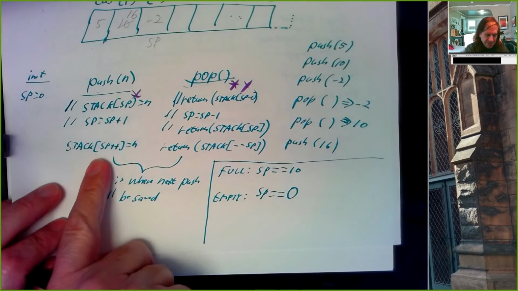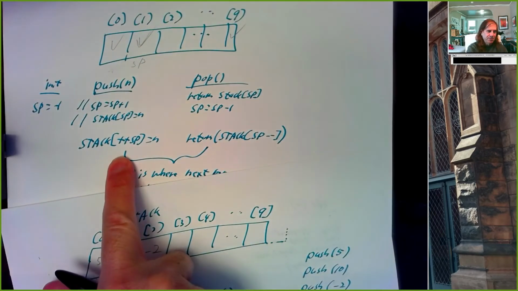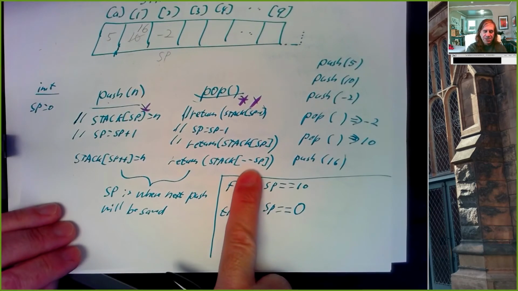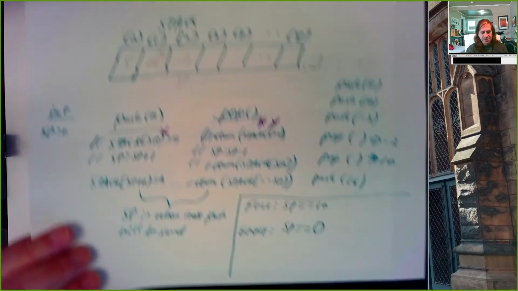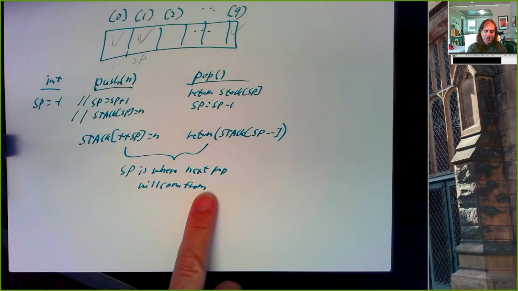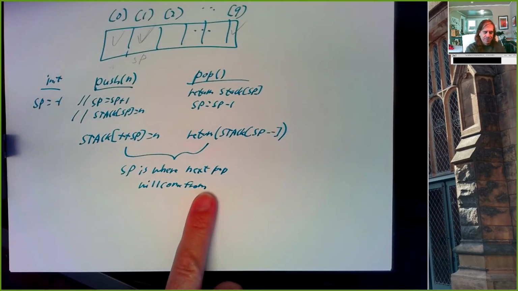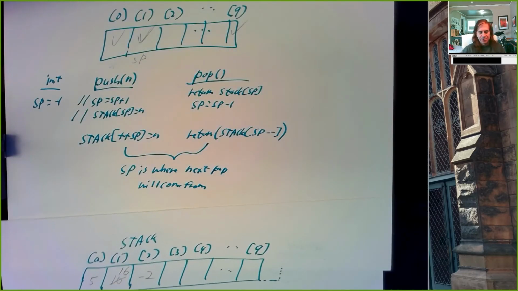So this was post increment for push. This is a pre-increment for push. This was a pre-decrement for pop. This is a post-decrement for pop. Here the stack pointer is where the next push will be saved. Here the stack pointer is where the next pop will come from. Here we initialize to 0. Here we initialize to -1.